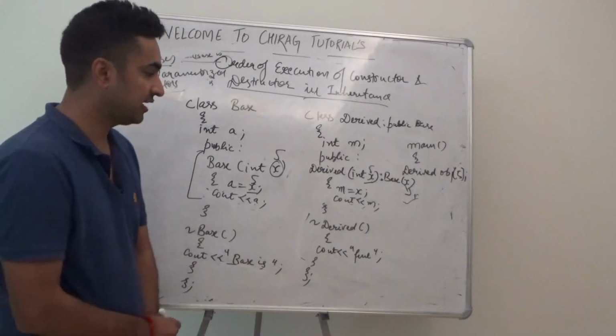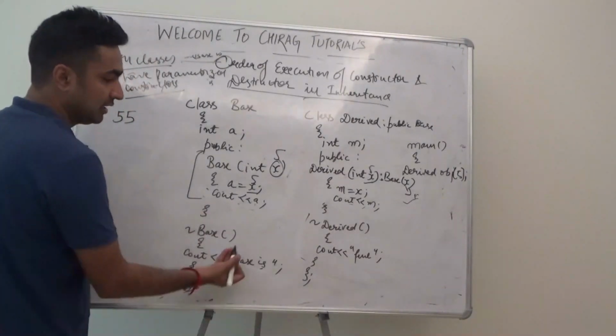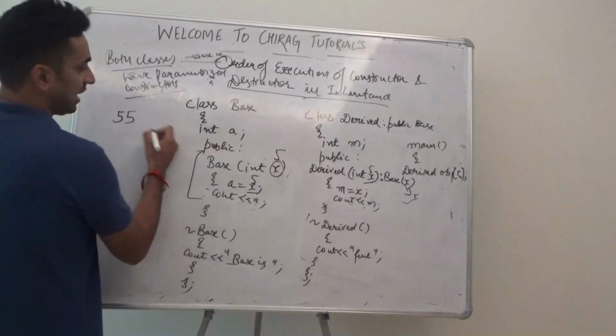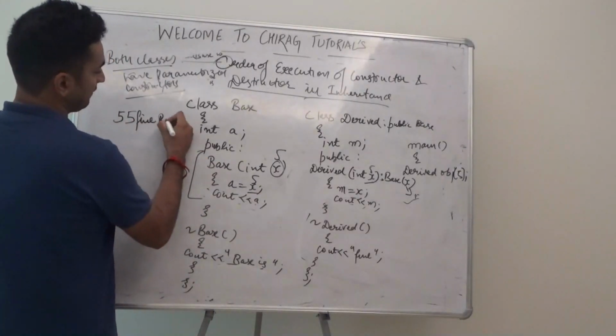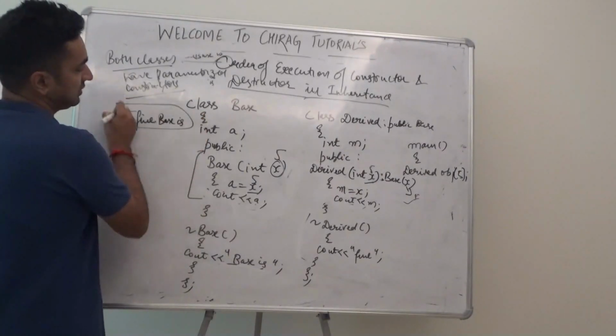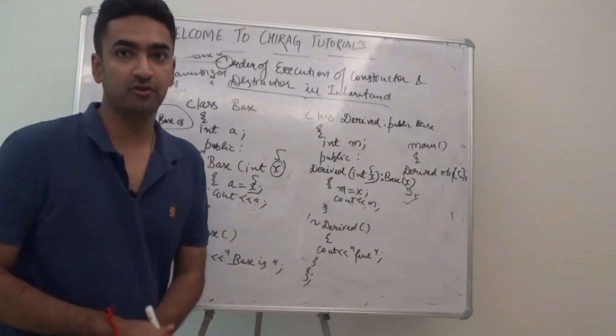So the derived class constructor gets called. Destructors of the base class and derived class are there. So we'll have the destructor of the derived class first and the base class after it. So this is the scenario and the answer is going to be like this.